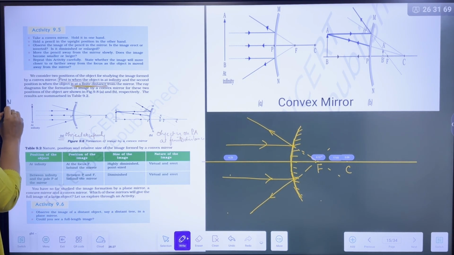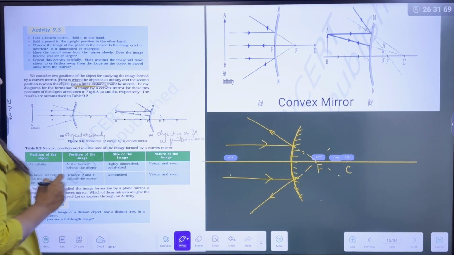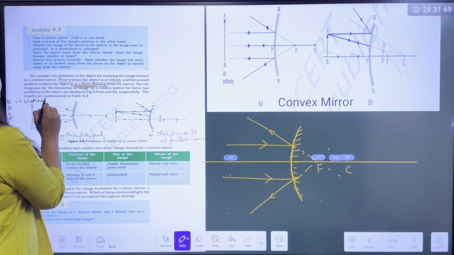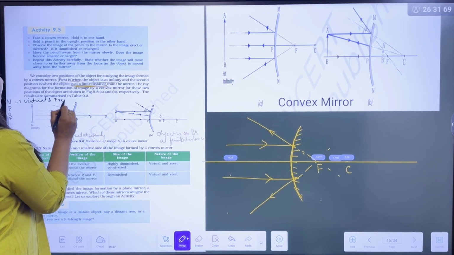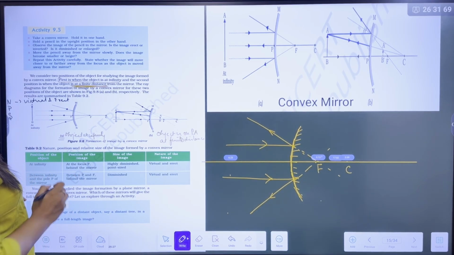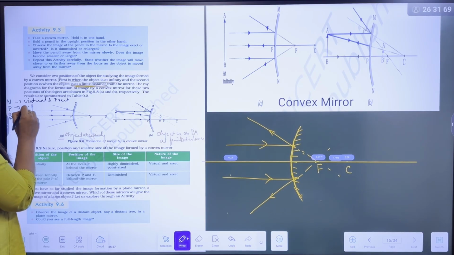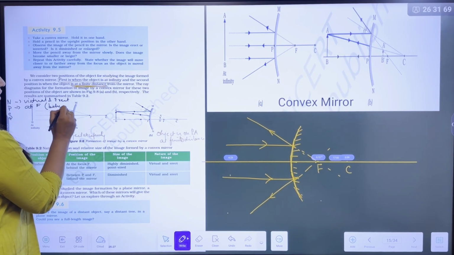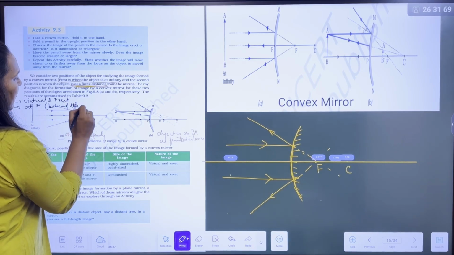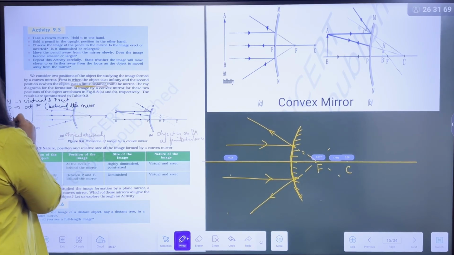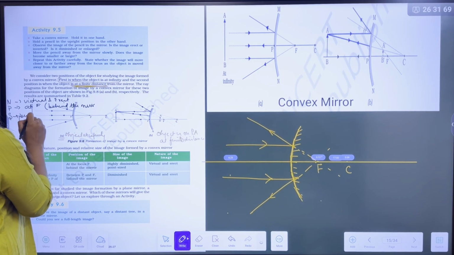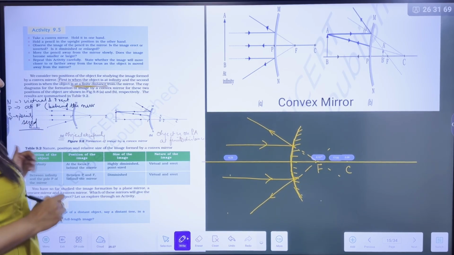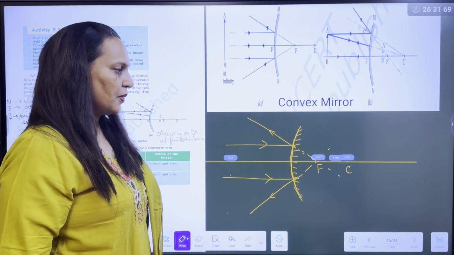Nature, position and size. Nature, virtual and erect. Where is the image forming? At focus, behind the mirror, and the size is point sized, very small, diminished. Got it, guys? Am I clear?